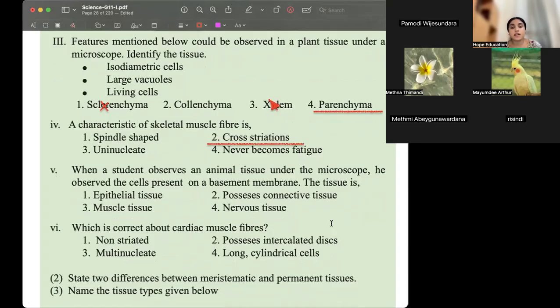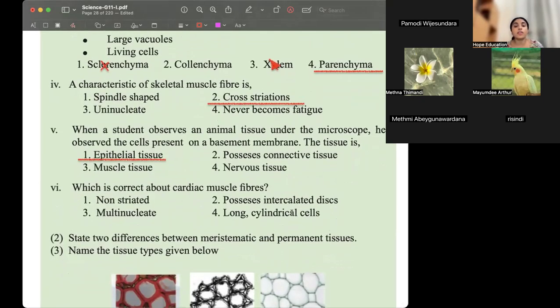When a student observes an animal tissue under the microscope, he observes the cells present on a basement membrane. That's easy. Which one is this? It's epithelial tissue, no? As soon as it says basement membrane, yes. There can't be anything else other than epithelial tissues. Of everything we discussed, only epithelial tissue has a basement membrane. And on the basement membrane there were cells. Sometimes there is one cell layer, or there are different cell layers, with different shapes of cells, right?